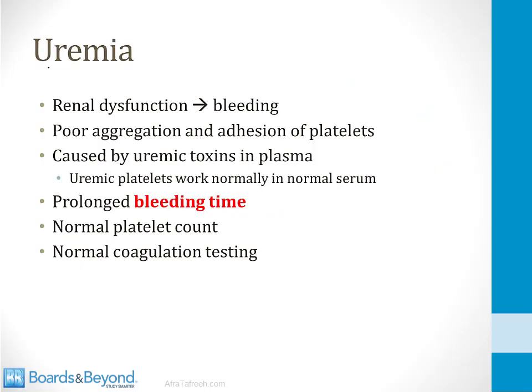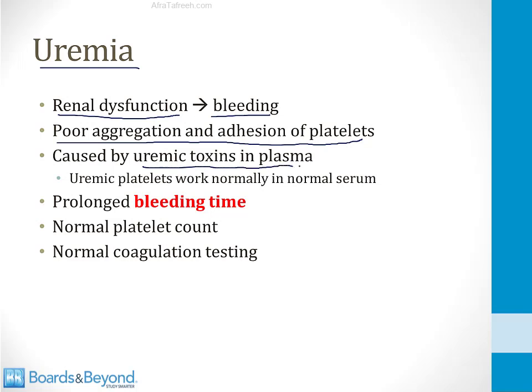Another cause of platelet dysfunction is uremia. When you have significant renal dysfunction, this can lead to platelet dysfunction and bleeding. The reason is because in the setting of uremia, there's poor aggregation and adhesion of platelets. This is caused by uremic toxins in the plasma.